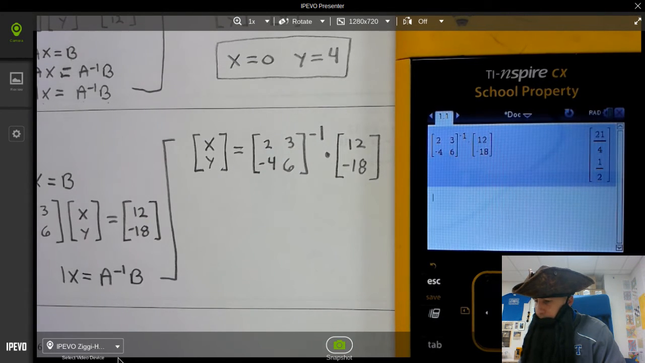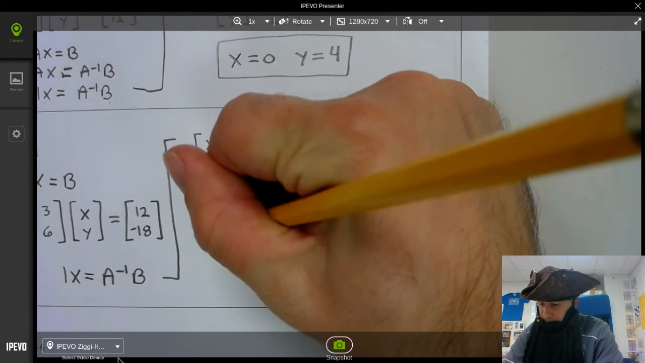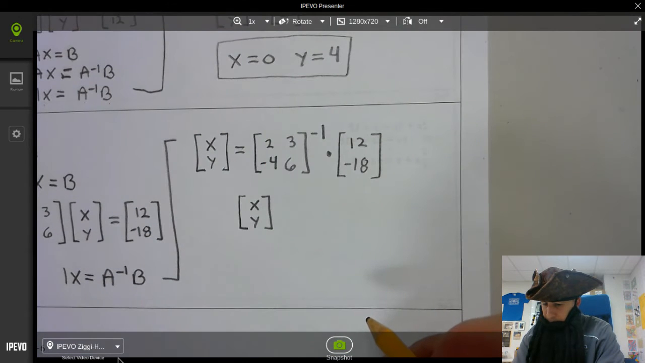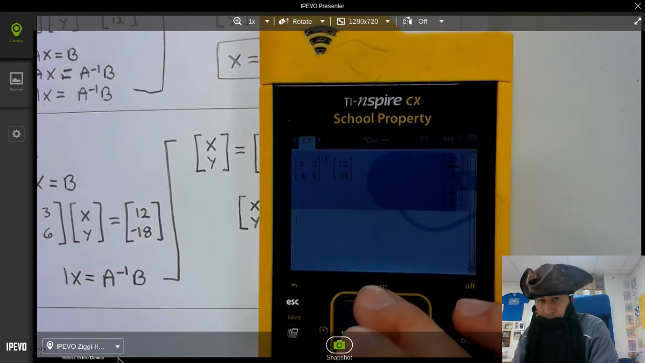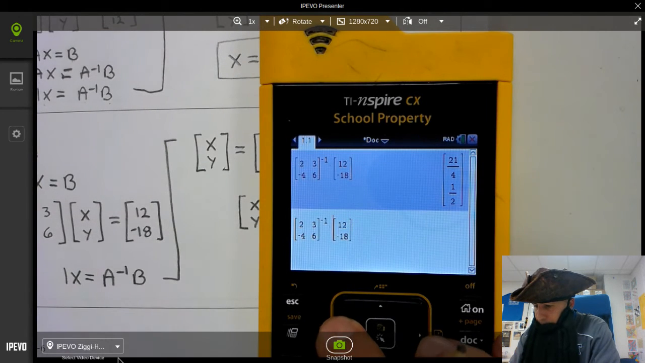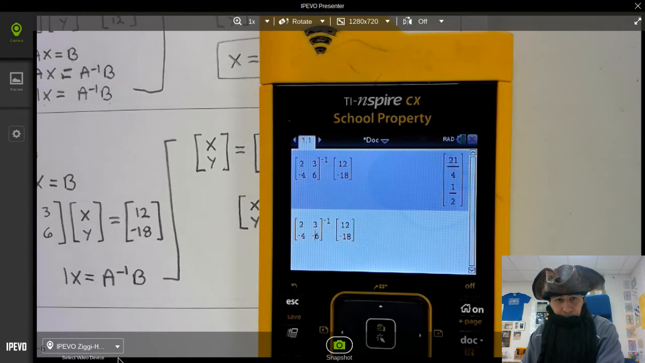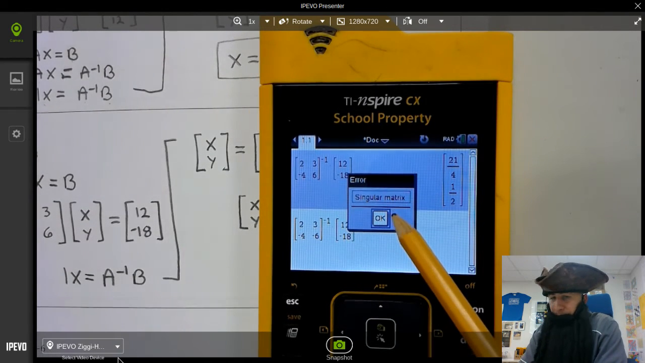fractions, so that's 11. So xy. Wait a second. I knew something was wrong. All right. This should have been -6. There we go. Now, this is saying a singular matrix.